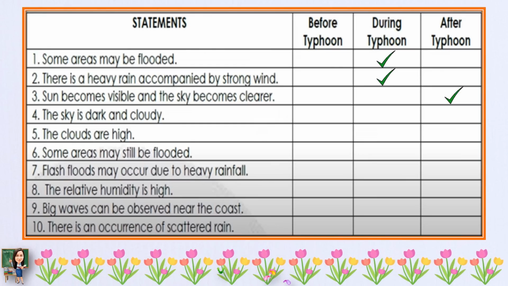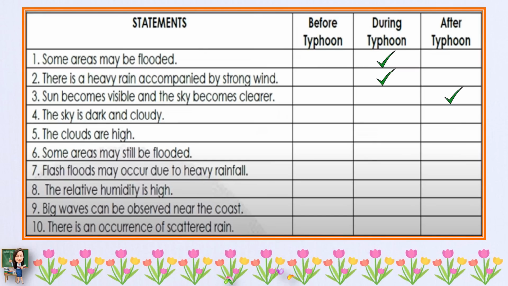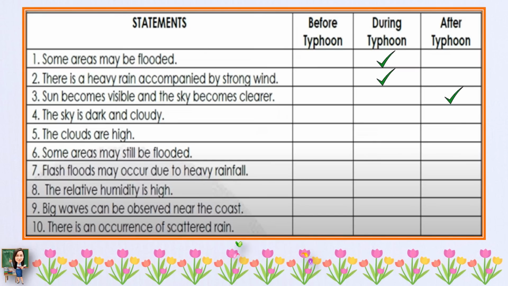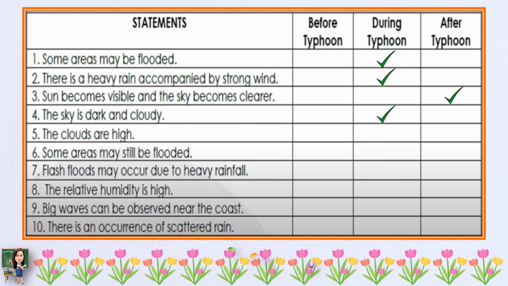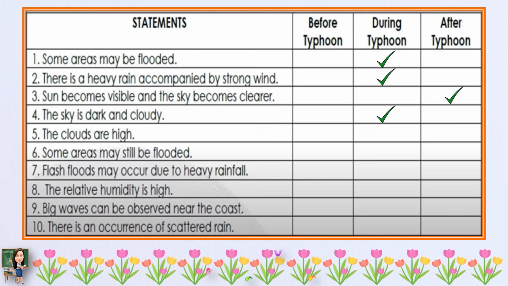Number 4. The sky is dark and cloudy. Is it before, during, or after typhoon? Very good. The answer is during typhoon. Number 5. The clouds are high. Is it before, during, or after typhoon? Very good. The answer is before typhoon.